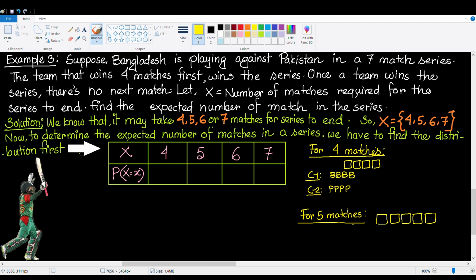Now, to solve this, we know that it may take 4, 5, 6, or 7 matches for the series to end, right? Because it's a 7-match series, and if either team wins the first 4 matches consecutively, then the series will end.